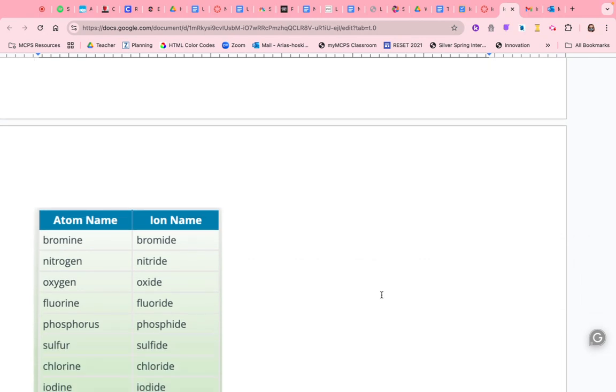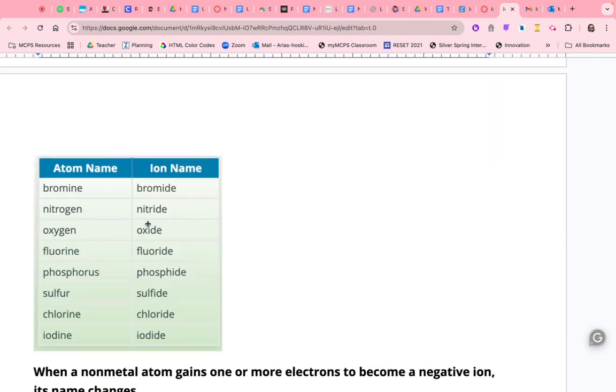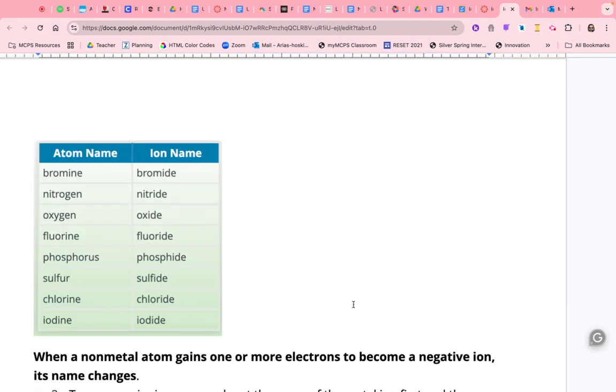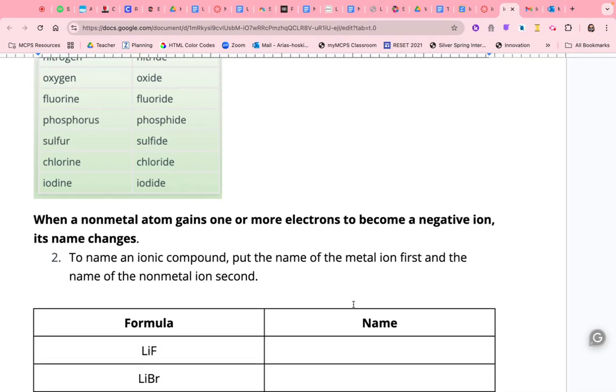Now, this is the reason why I have this table in here. When you go to the periodic table, everything ends with INE or GEN, or INE again, like phosphorus. If you look in here at the ionic name, since we're talking about ionic compounds, everything ends with IDE. Like in here, chloride, not chlorine, but chloride. That's how you're going to be doing this exercise, okay?